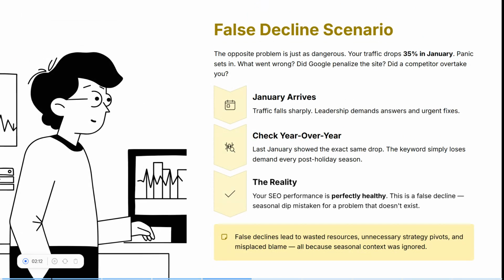There are also false decline scenarios. Your traffic drops 25%. You assume our rankings are failing. But in reality, it's an off season. Search demand has dropped. Users are simply not searching as much. Your SEO might be stable, but demand is what changed.